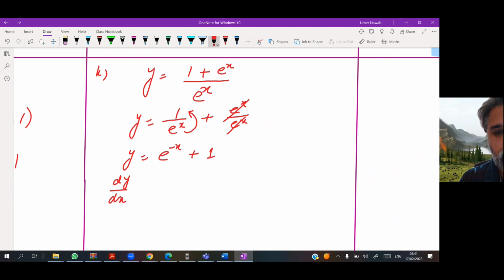dy by dx, e raised to minus x will be the same thing. Further, the derivative of minus x is minus 1, and the derivative of 1 is 0. So dy by dx is giving us minus e raised to minus x. That's the final answer.